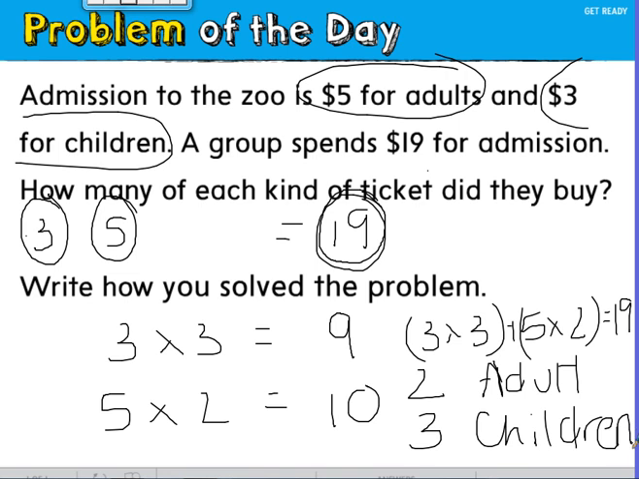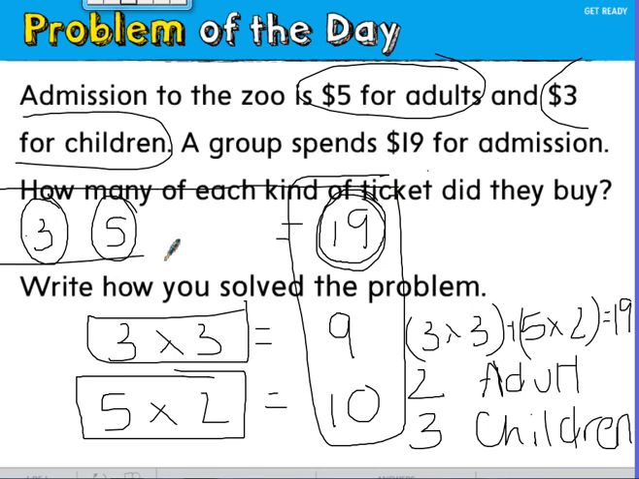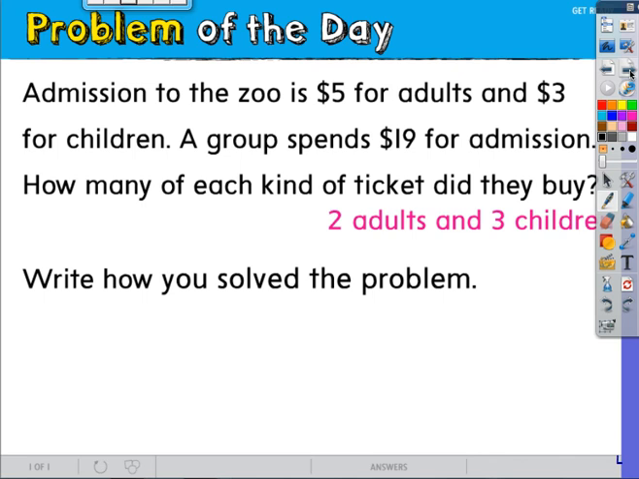Okay. So you guys see how we did that? We took the 19 and we broke it down into 9 and 10. Then we created a problem with 3 times 3 equals 9 and 5 times 2 equals 10. And that gave us our 19. Okay. Listen, math is really simple if you do small problems. This up here, if we tried to do this all at once, this could be difficult. But because we made it 2 smaller problems, it made it pretty simple. So that's what we want to do. We want to figure out what we can do to make things easier. All right? So 2 adults and 3 children. Very good.